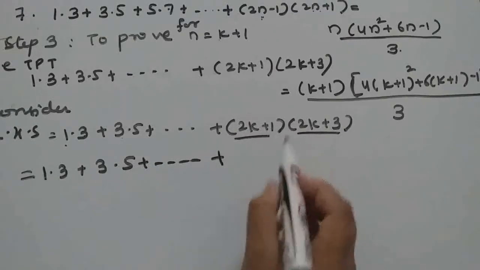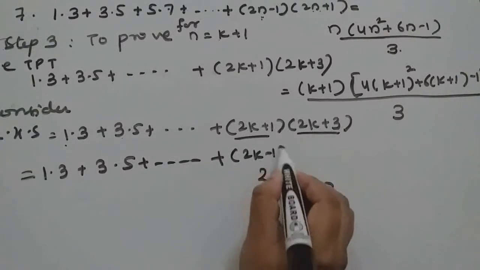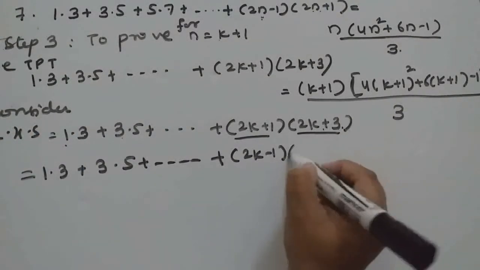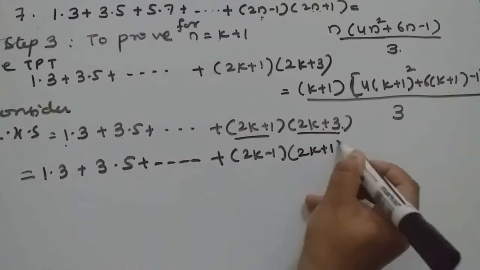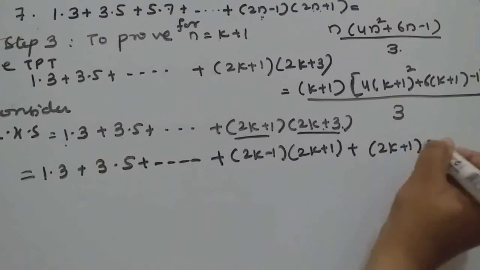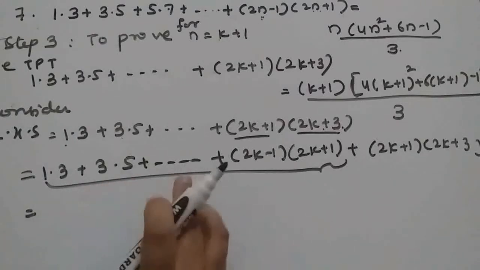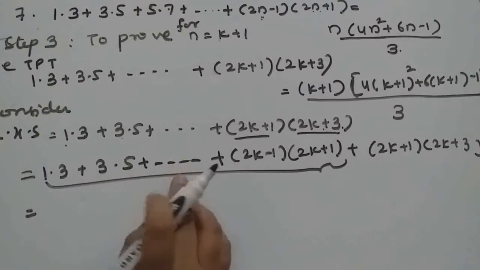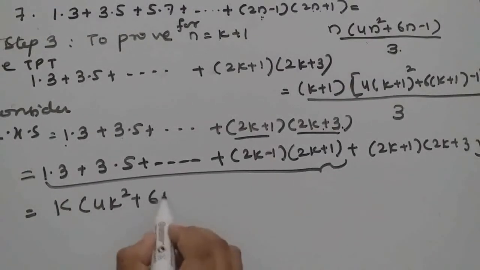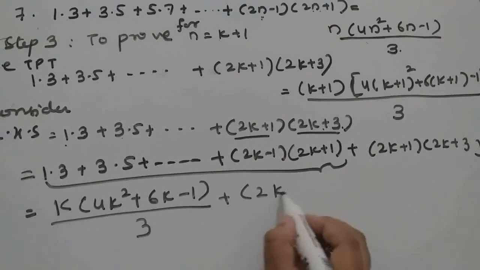So which bracket will you get? 2k plus 1 is there, subtract 2, so you will get 2k minus 1. And here 2k plus 3, subtract 2, so 3 minus 2 means plus 1. This is the previous term. And then the last term is 2k plus 1, 2k plus 3. But from equation 1, this expression equals k into (4k square plus 6k minus 1) divided by 3, and then the last term we can copy as it is.